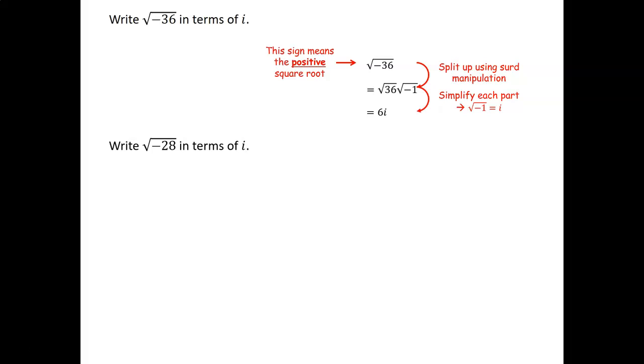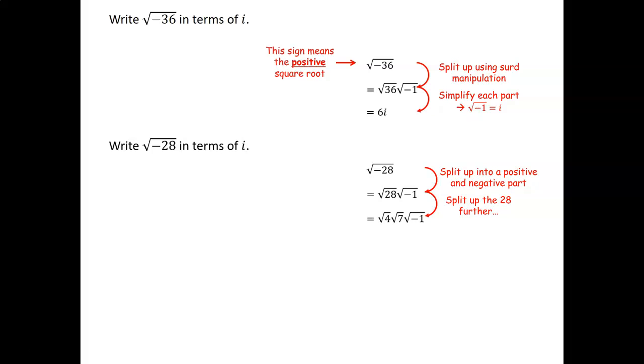Let's have a look at a second example. So we've got the square root of -28. Start by rewriting into the positive and the negative part. Now 28, hopefully you can notice that we can split that up further because 4, which is a square number, is a factor of 28. So then I can simplify some of these square roots, and we tend to write it with the i in front of the square root symbol just so it doesn't get lost underneath it.